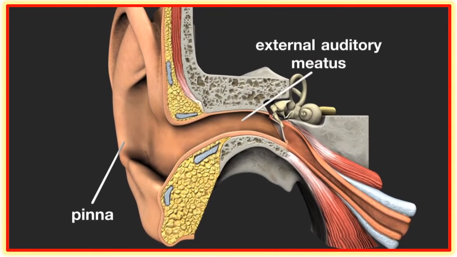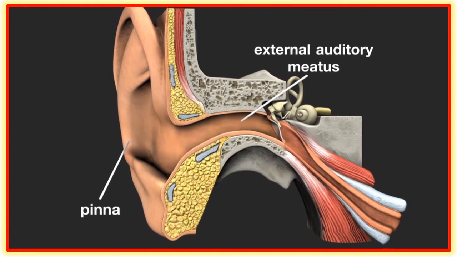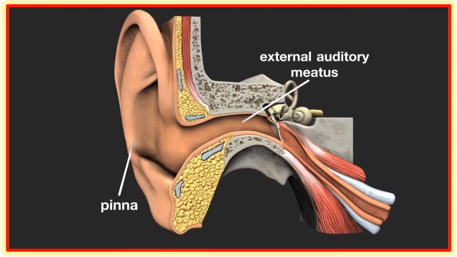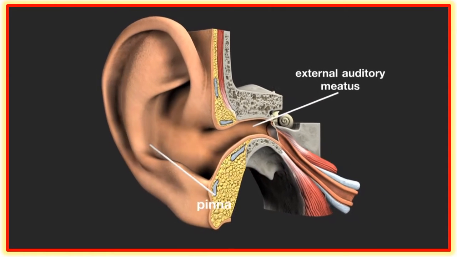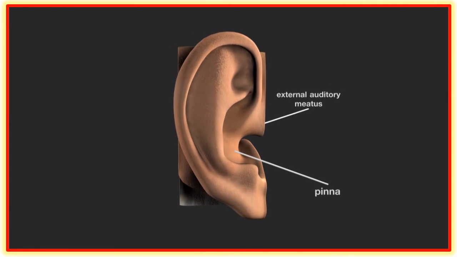the external auditory meatus, the ear canal, which collects sound and directs it towards the eardrum. The shape of the pinna also helps to detect where sounds are coming from in the vertical plane, that is, from above or below the ear.